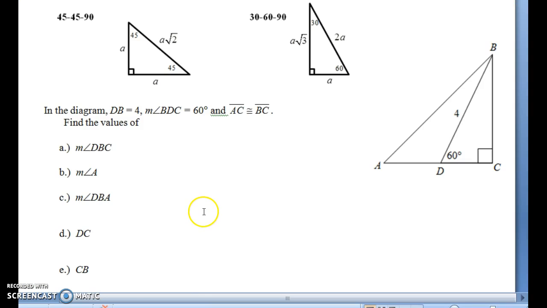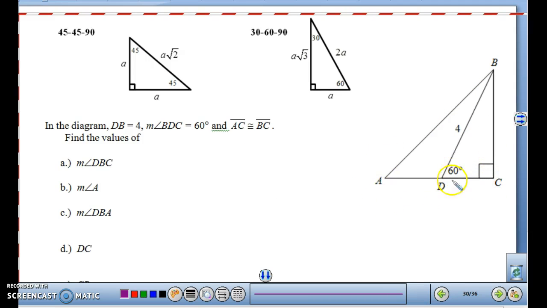I copied my triangles up here at the top so we have something to refer to. In the diagram, DB is equal to 4, which is the side right here. BDC is 60 degrees, which is this angle right here. And then AC and BC are congruent. Now, since I have those values, I want to find, first of all, the measure of angle DBC.